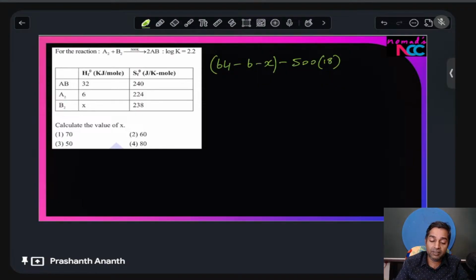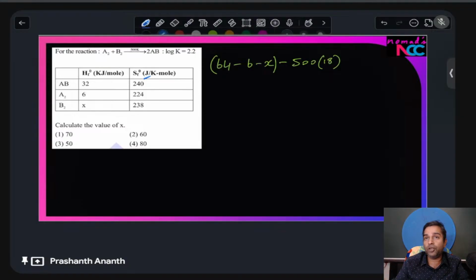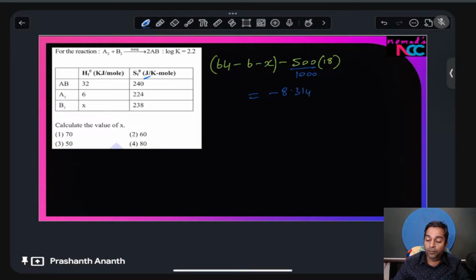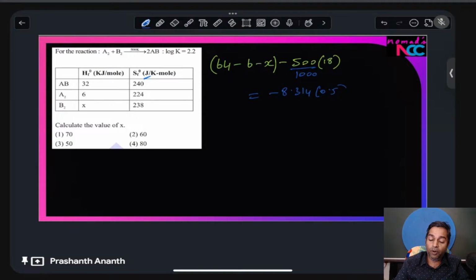But remember, again, this is in joules over here. What is the difference over here? I am taking everything in kilojoules now. So should I put it as 500 or should I put it as 0.5? I should not be putting it as 500, I should put it as 500 by 1000. So this is going to be equal to whatever we got in the delta G calculation. Let's put this fat number out there. So we end up having 8.314 minus 8.314 into 500 by 1000, which is 0.5, into 0.5 into 2.3 into 2.2.